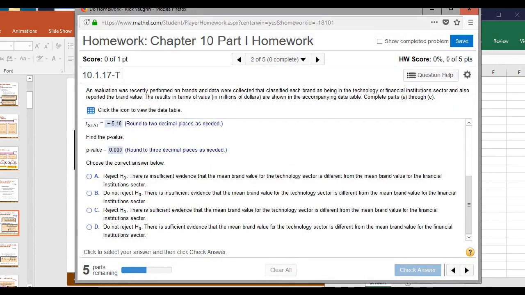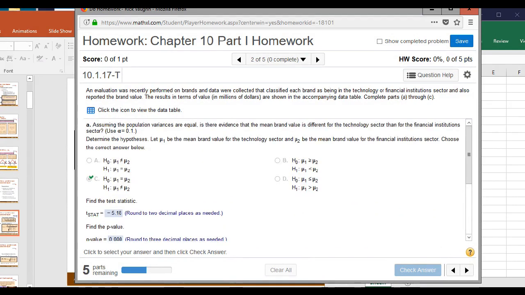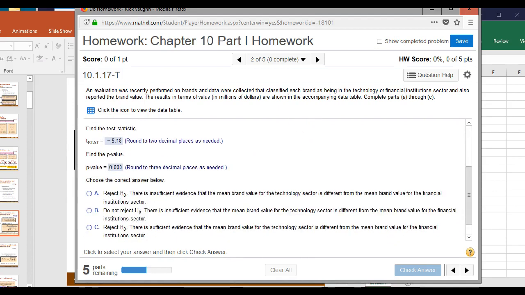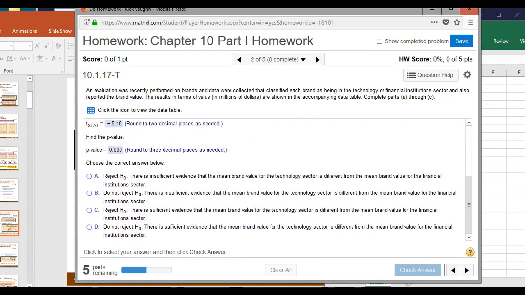All right, and finally, we're going to make a rejection decision. So the p-value is lower than our alpha value, 0.1. We're at an alpha value of 0.1. Our p-value is below that. Our p-value is low, so we reject the null hypothesis. So it's either A or C, reject the null hypothesis. And when you do reject the null hypothesis, there is evidence that there's a difference. So I think the correct choice here is C.